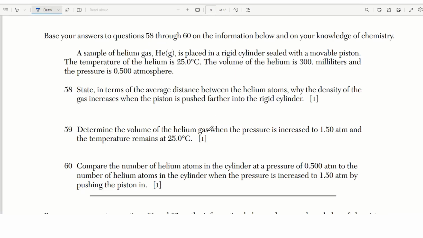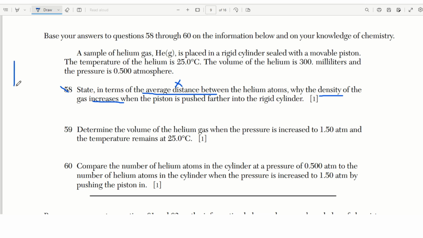All right, I'm almost done with B2, but here we go, 58 through 60. So again, go to the question first, skip the reading, use it if you need to. State in terms of the average distance between the helium atoms why the density of the gas increases. So average distance is key. You don't have to guess what happens to the density, they literally told you. Why does the density increase when the piston is pushed further into the cylinder?